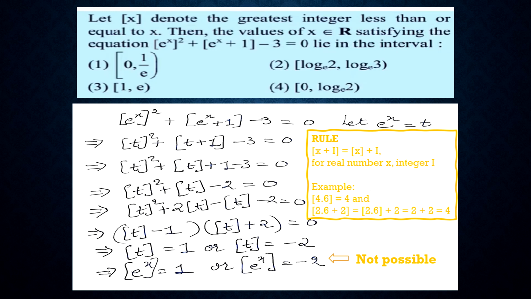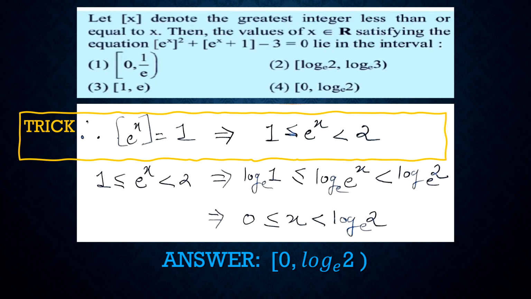So now it is a simple quadratic equation. When you solve it, you will be getting two values, box of t minus 1 and box of t plus 2. So box of t equal to 1 or box of t is equal to minus 2. That means the greatest integer function of e raised to x equal to 1 or greatest integer function of e raised to x equal to minus 2. But remember, minus 2 is not possible because e raised to x cannot be any negative number.